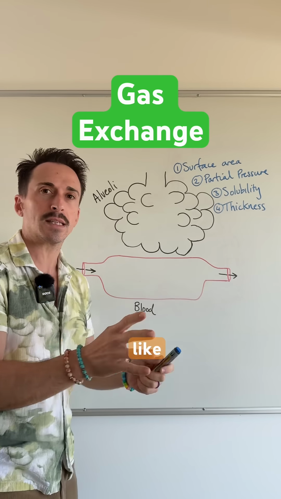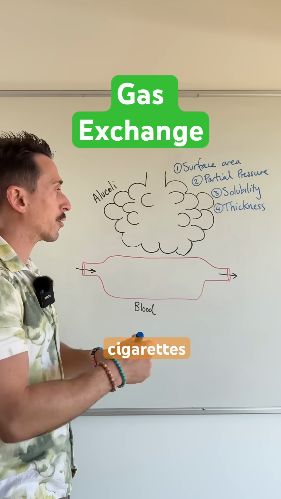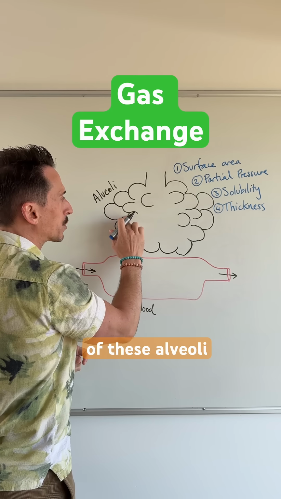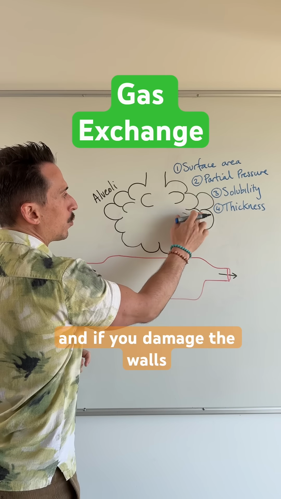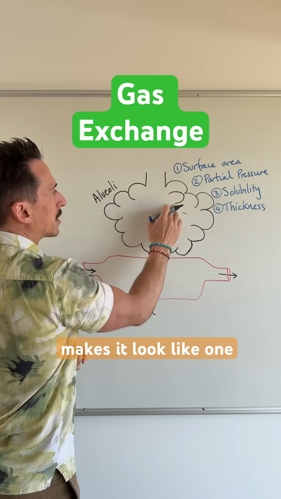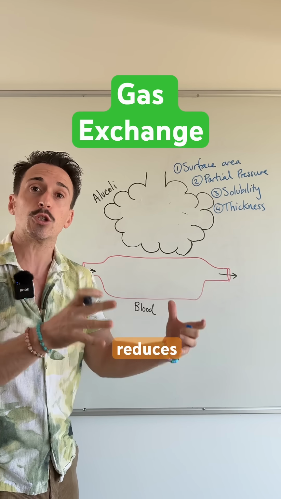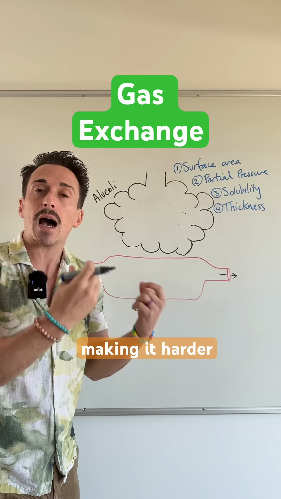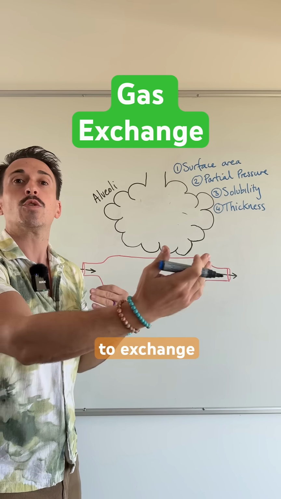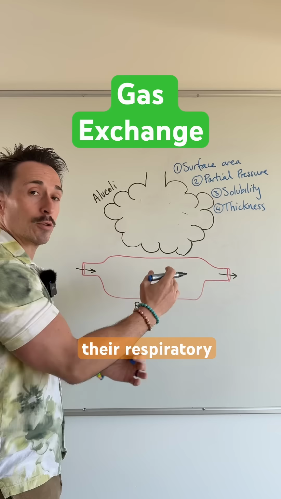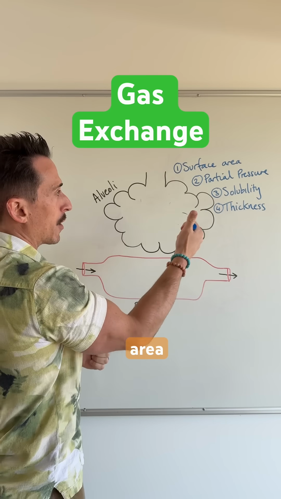If you have a disease like emphysema from smoking cigarettes, it can damage the walls of these alveoli. And if you damage the walls of the alveoli, it makes it look like one giant alveolus. And that actually significantly reduces the surface area, making it harder for people with emphysema to exchange gas across their respiratory membrane. So surface area, big one.